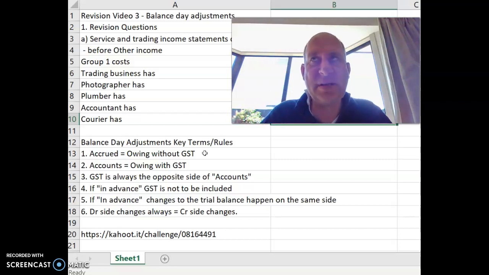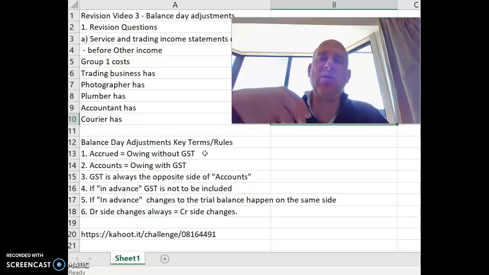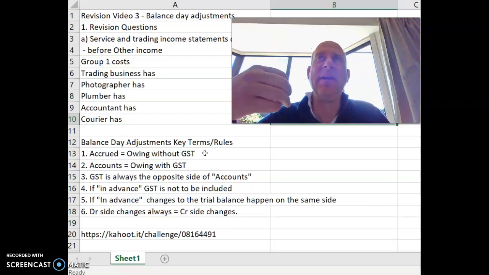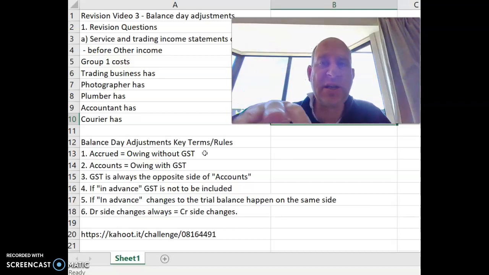And for accrued income, things owed to us without GST is again income from interest, like term deposit, and the dividends, because neither of those have GST. So if it's got interest, it's going to be accrued. Dividends and wages, salaries are the other 2.